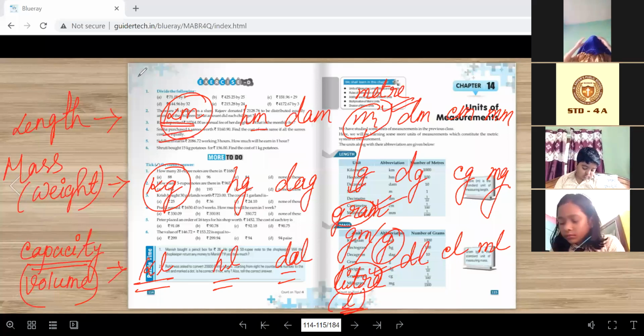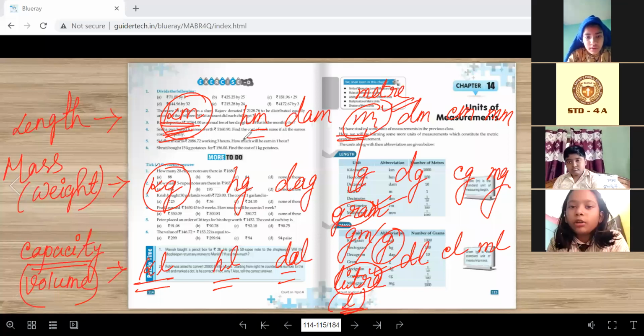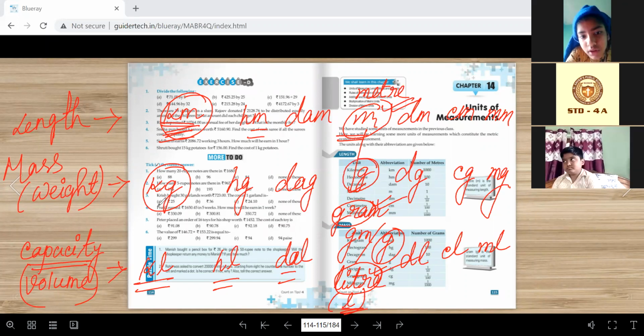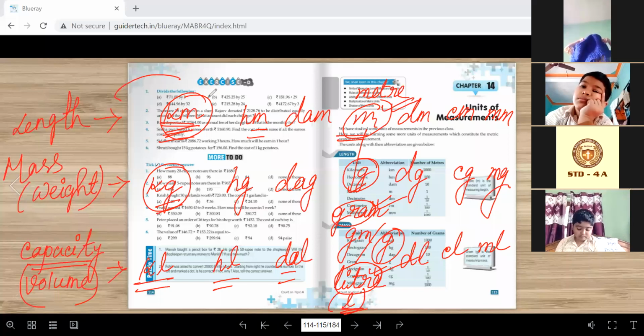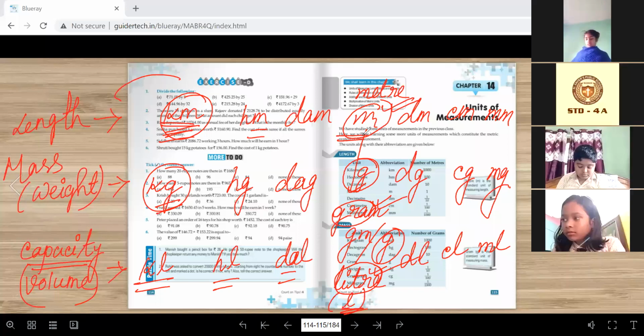Look, which one is bigger, kilometer or meter? Kilometer, exactly. The same thing: which one is bigger, kilogram or gram? We are starting from left to right. The left unit is bigger than the right one. Now how? Look, let me explain.